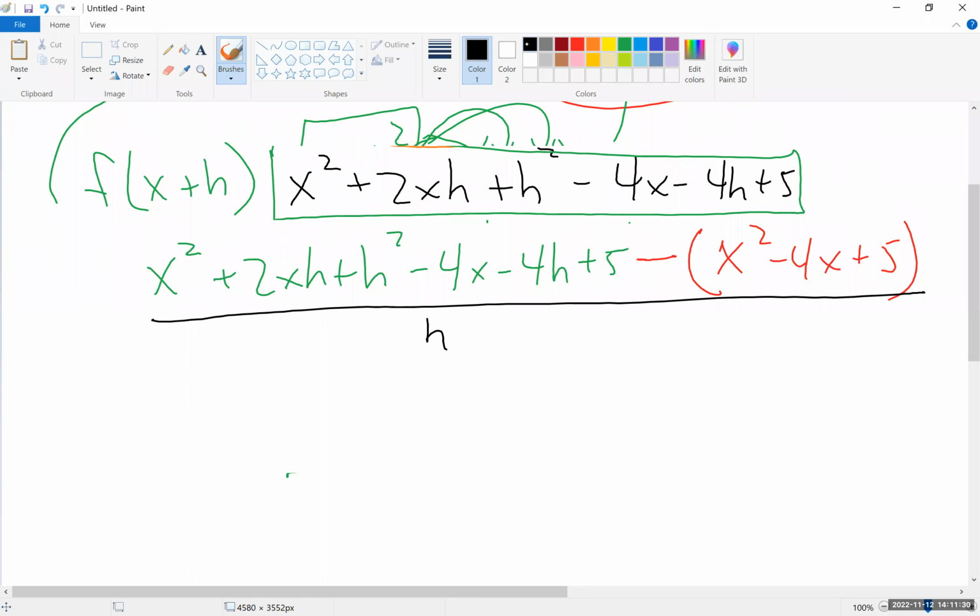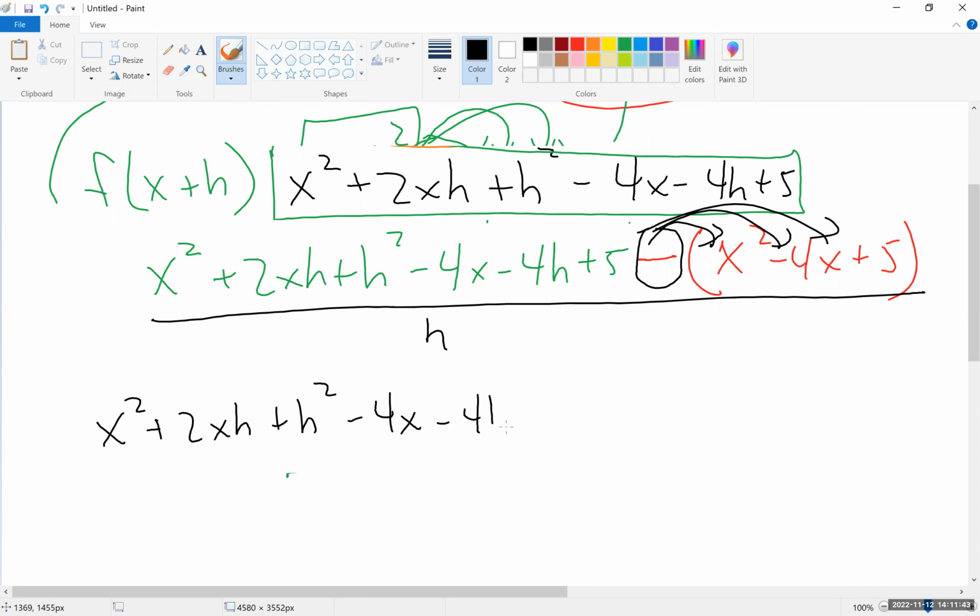So now all we need to do is simplify. We need to distribute the negative and then combine like terms. So we're going to have x squared plus 2xh plus h squared minus 4x minus 4h plus 5 minus x squared plus 4x minus 5, all divided by h.